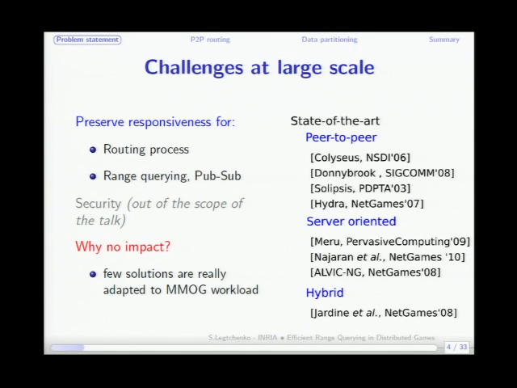Over the past few years, a whole lot of academical work has been addressing these problems, sometimes with very good ideas. But still, all the existing MMOGs are still server-based, which means that there is virtually no impact of these academical works on the market. I state that such few impact comes from the fact that only a few solutions proposed in the state of the art are really adapted to MMOG workloads.